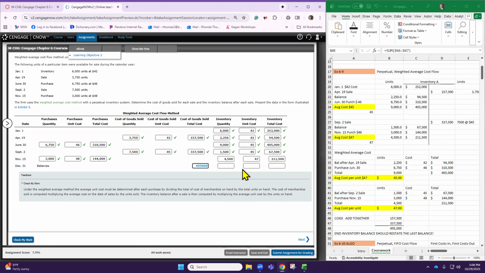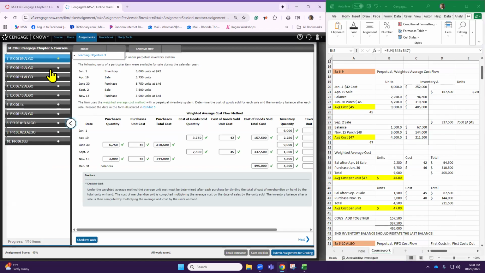Okay, and then here you're just going to bring down the last entry on November 15th. There's still 4,500 units at an average cost of $47 each. So this now is the balance in inventory, because we didn't sell anymore and we didn't buy anymore from November 15th to the end of the year. So you just simply fill it in, and you can only do that with weighted average. Okay, you just have to be very careful how you're calculating things. All right, let's move on.